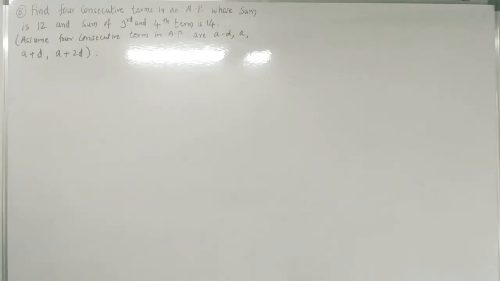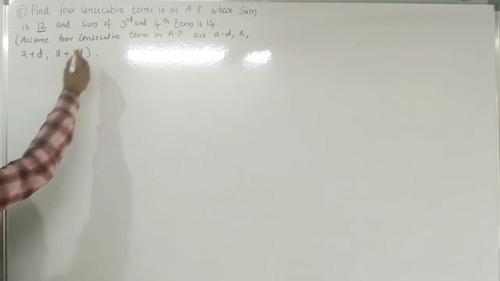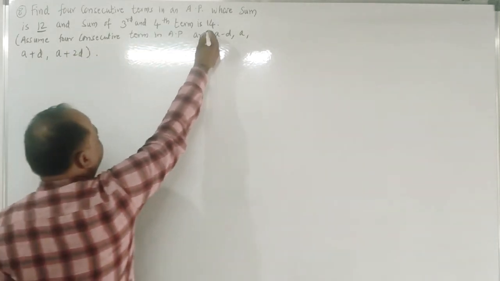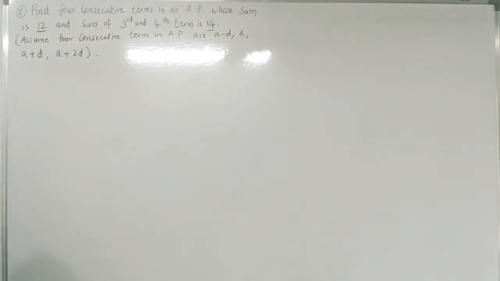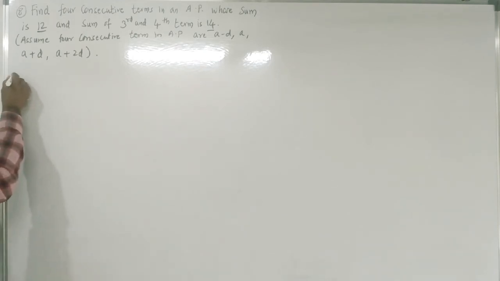Take example. Find 4 consecutive terms in an AP whose sum is 12 and the sum of the third and fourth term is 14. So the 4 consecutive terms you have to assume.